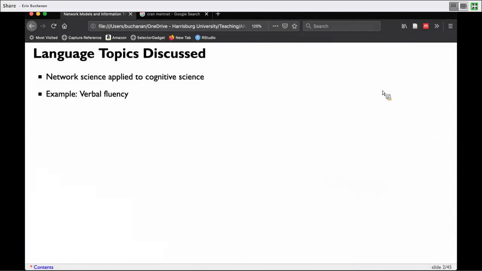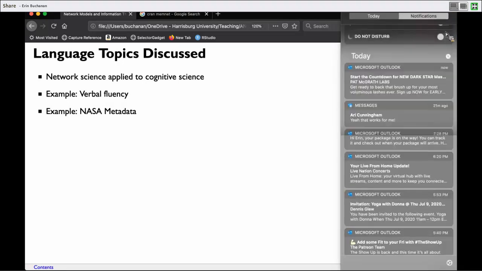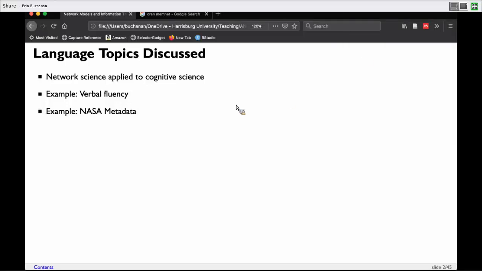And so we'll look at the verbal fluency data that's available in that package, and then we'll do a more traditional analytics example using NASA's metadata. There's even more you can do with the metadata, but this is also taken from the Tidy textbook.